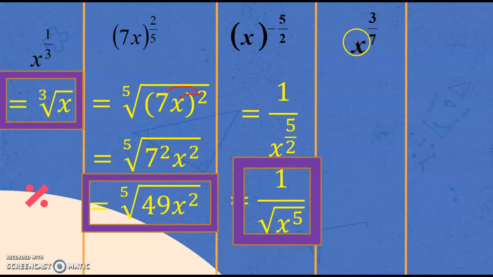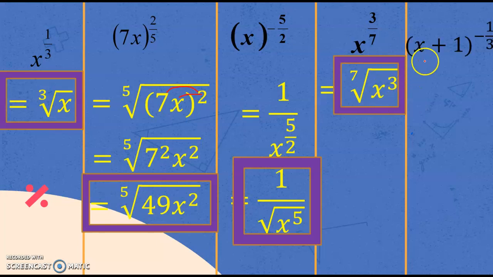Next example, x to the power of 3 over 7. Basically, you just have to identify your root, your base, and your power. So this is our root 7, so therefore 7th root of x base, and then to the power of 3. So 7th root of x cubed.